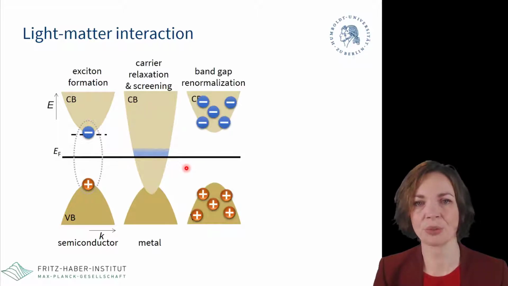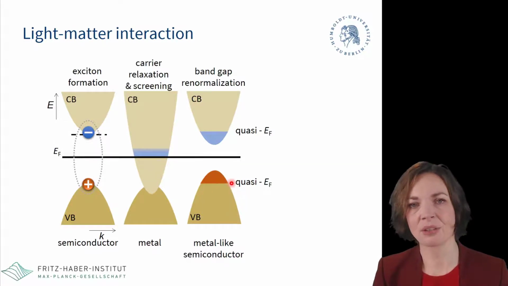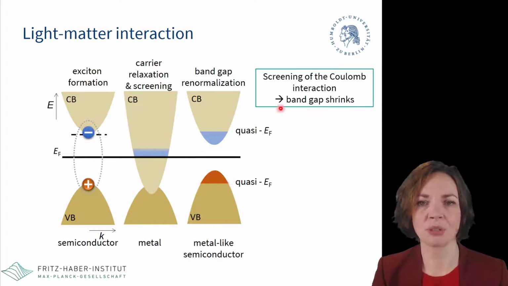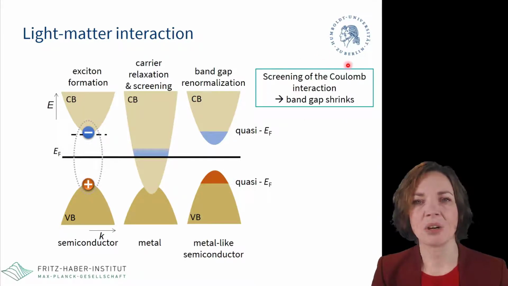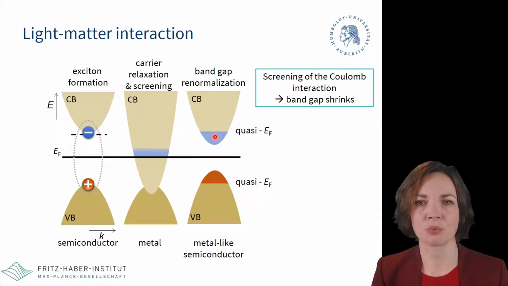As I mentioned, you can create such conditions also in a strongly photoexcited semiconductor, and then you form quasi-Fermi energies in the conduction and valence band. And these carriers at the quasi-Fermi energies contribute to the screening, leading to a reduced Coulomb interaction and a band gap renormalization. The band gap becomes smaller.